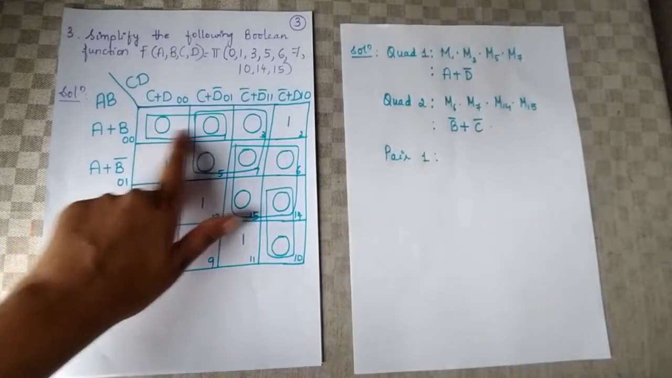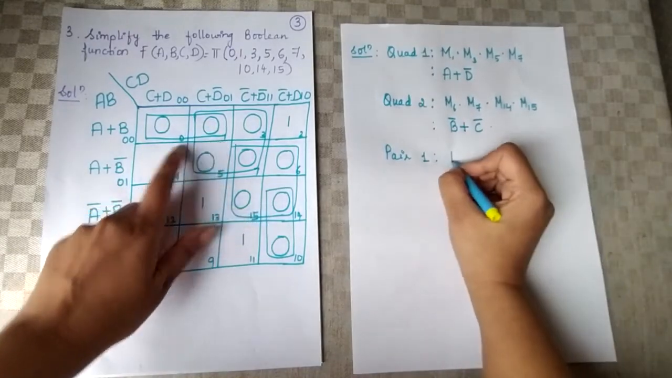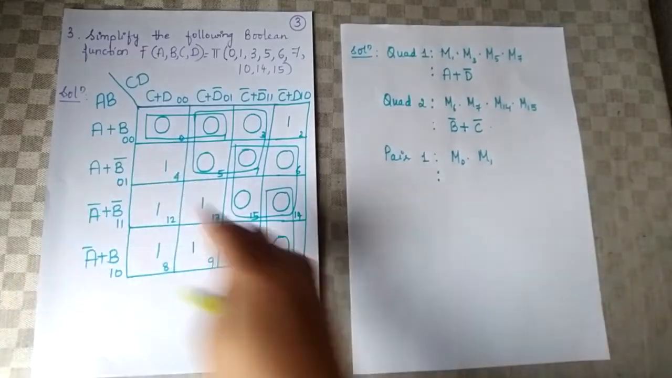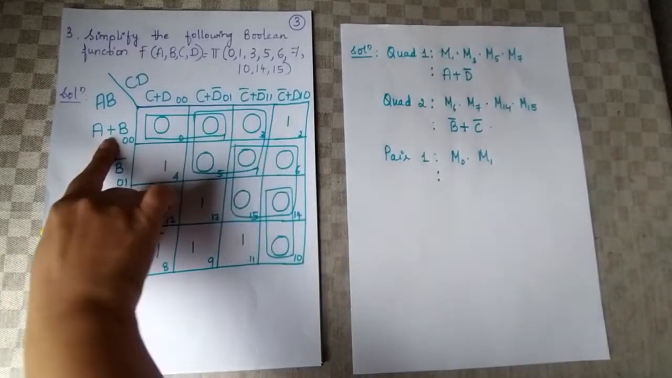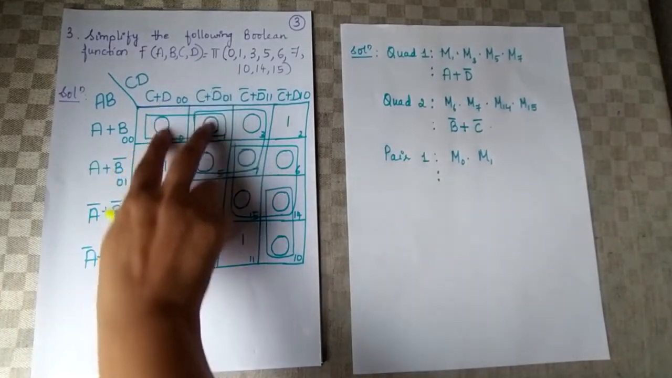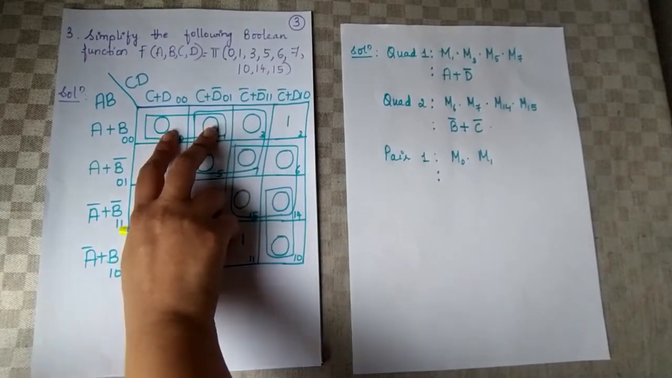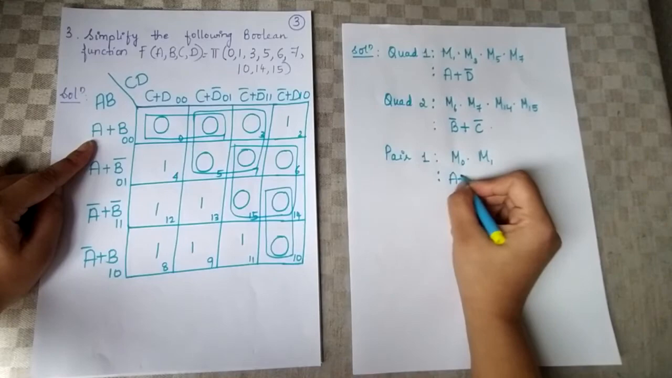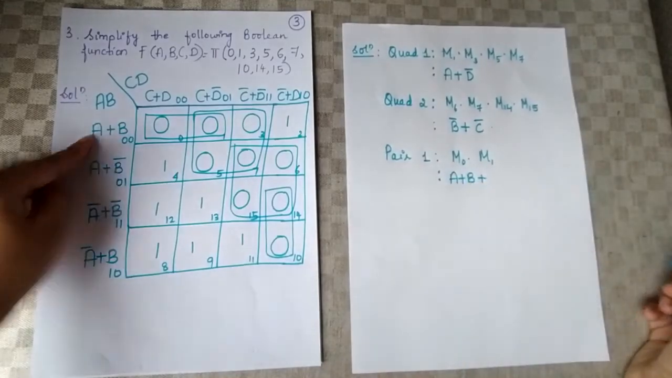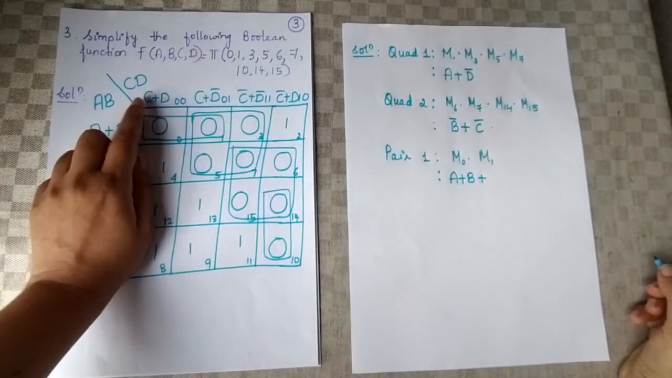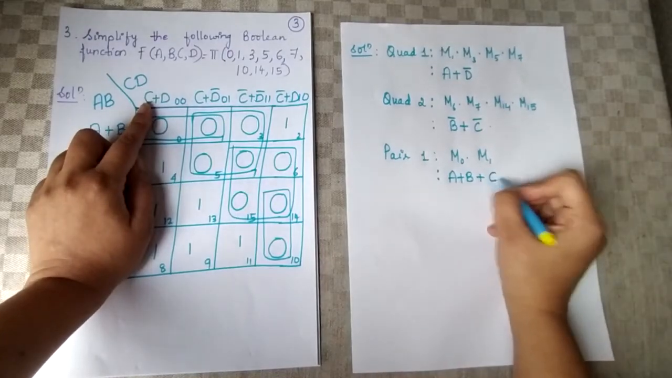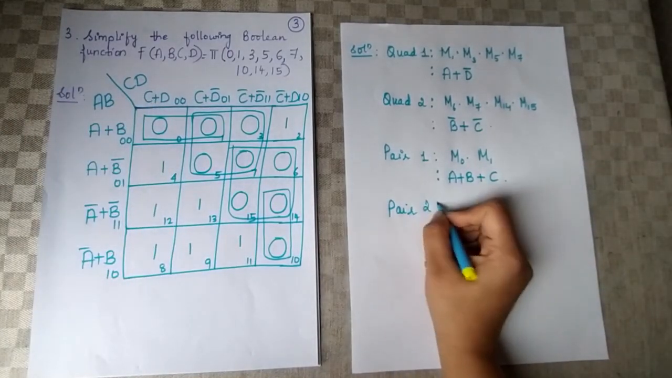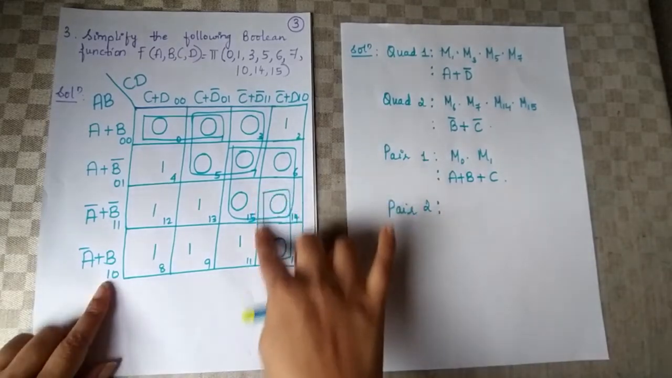Okay. Next let us see pairs. Pair 1, which is this one I am considering. It is M0, M1. This pair is associated with this row and these 2 columns. Since there is a single row, we can't find any common term. We have to write it completely, A plus B. Now in these 2 columns, the common term is C.